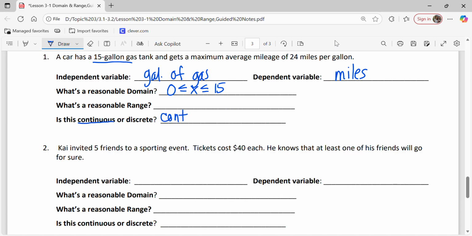It can be continuous because you can have a decimal or a fraction of gallons of gas. So that's why it can be all numbers between 0 and 15. That is what makes it continuous. And then what can be a reasonable range? Well, if I have 0 gallons, I am going 0 miles. And you can go 24 miles per gallon. So the most I can go at a filled 15-gallon gas tank, 15 times 24, would be 360 miles.